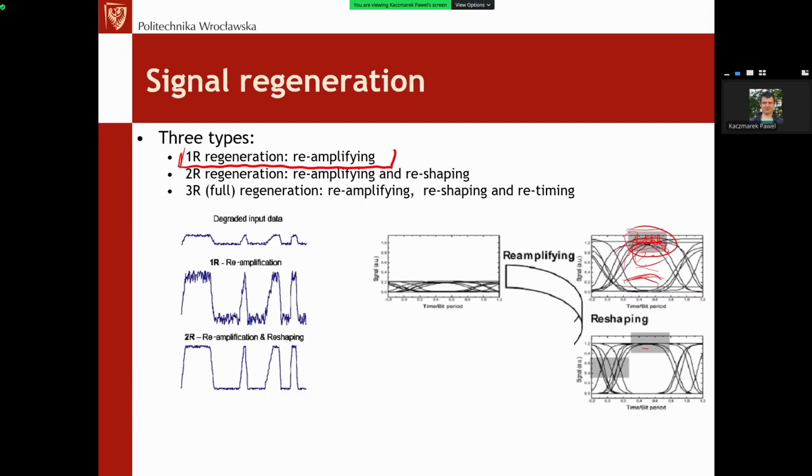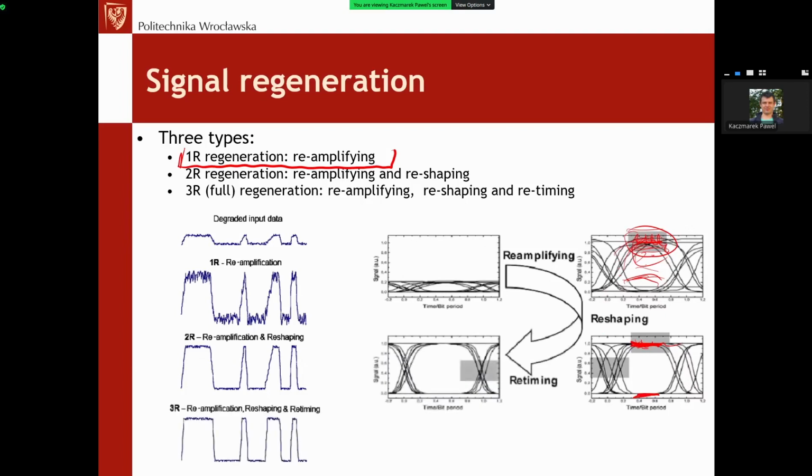So the next step, the next evolution of such systems, is also reshaping. It means clearing the zeros and ones, removing all the noise from the signal, and equalizing the levels of every bit to be constant. So this is the reshaping. But still sometimes the jitter remains in this signal.